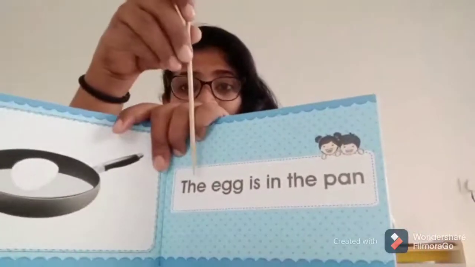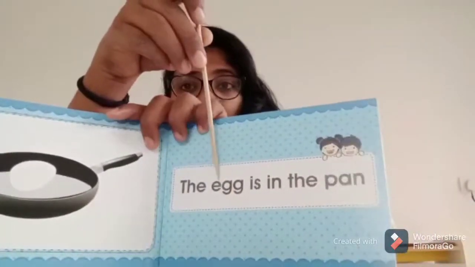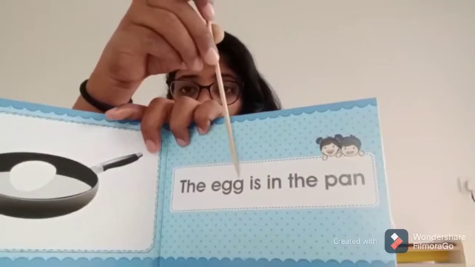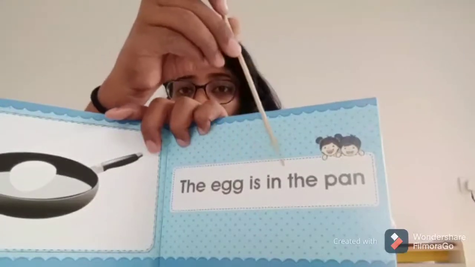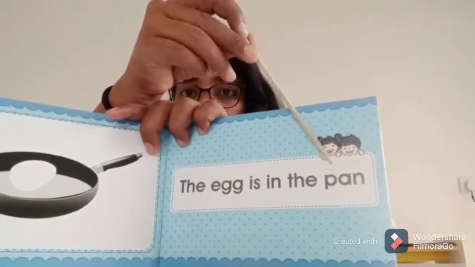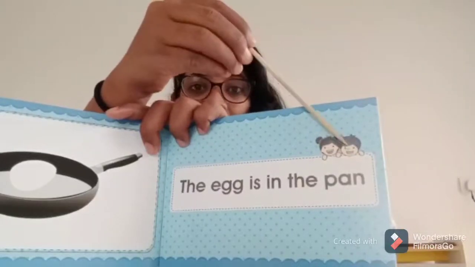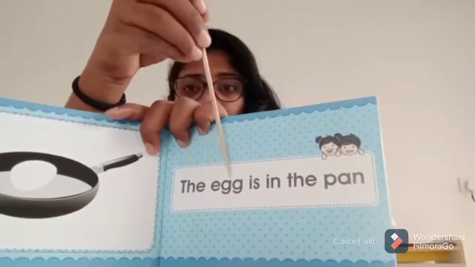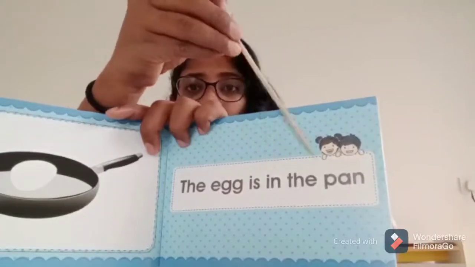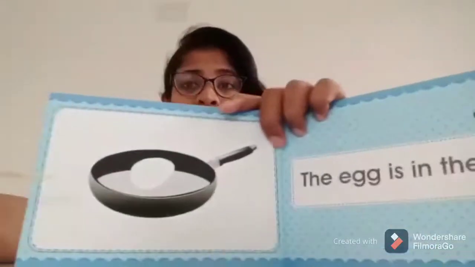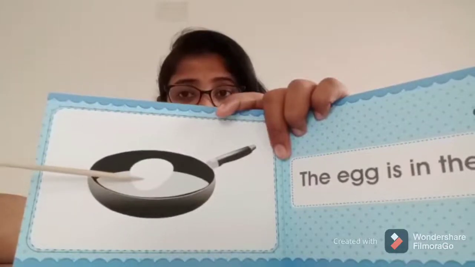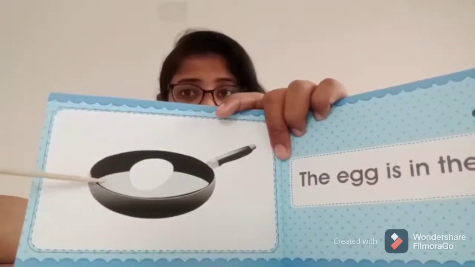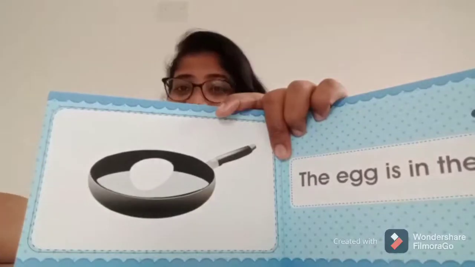Where is the egg? The egg is in the pan. The egg is in the pan. So where is the egg, children? The egg is in the pan. Yes.